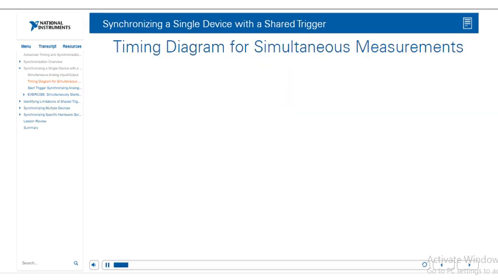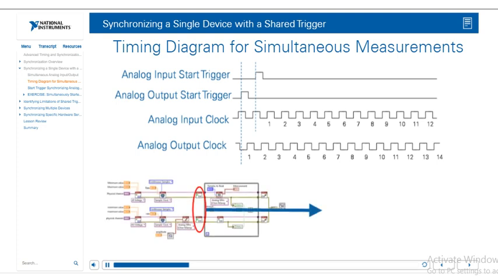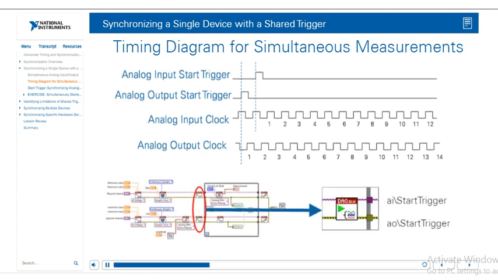Let's look at the timing of the VI from the last slide. If you don't specify a trigger, the DAQmx Start Task VI uses the default trigger, which will be the start trigger. But if you notice, you'll see that the AI and AO have separate start triggers. The AI start trigger and AO start trigger come from both of the DAQmx Start Task VIs, and due to software timing, those start triggers can be hundreds of milliseconds off from one another. Also notice that the AI and AO clocks are based on different time bases. Because of this, the clock signals are out of phase.